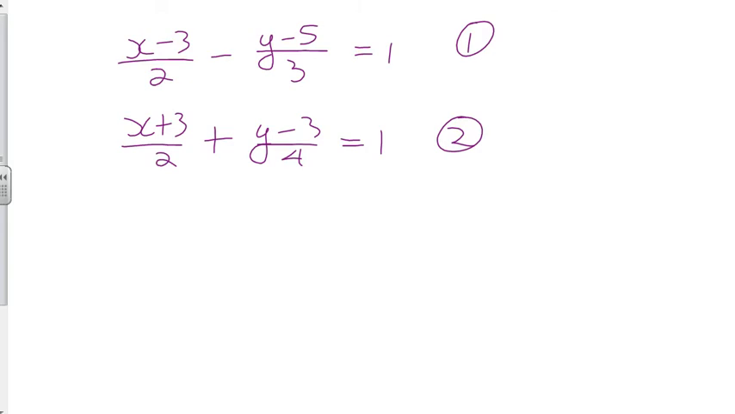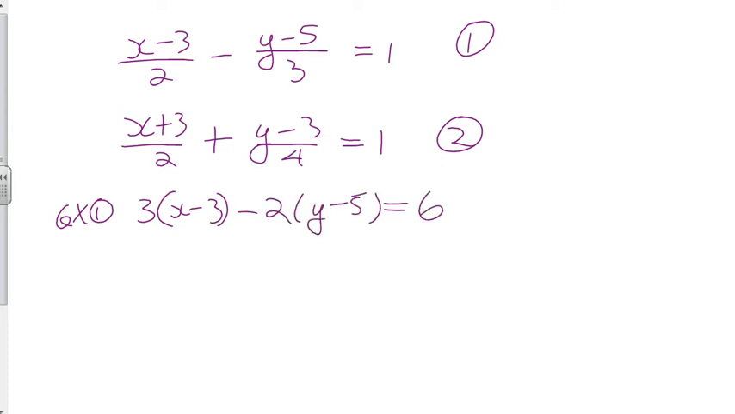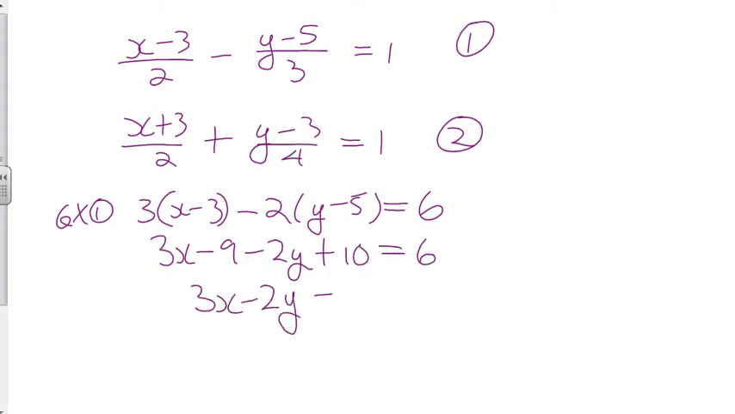You're just doing one thing at a time, just saying, all right, I'm going to get rid of that 2 and the 3. Okay, I'm going to multiply by 6. So we're going to go 6 times 1. Which is going to give me 3 times x minus 3 minus 2 times y minus 5 equals 6. Because this all has to be arranged, 3x minus 9 minus 2y plus 10 equals 6. It's going to give me 3x minus 2y plus 1, so subtract 1, equals 5. Right? New equation.